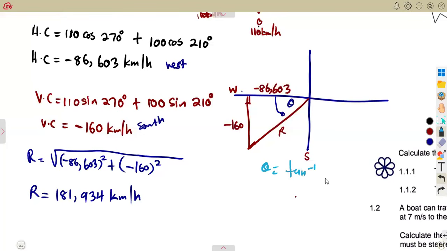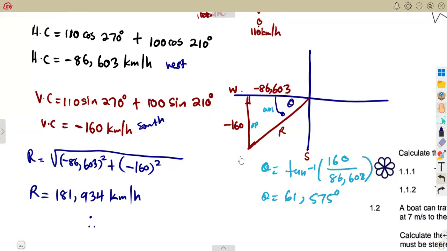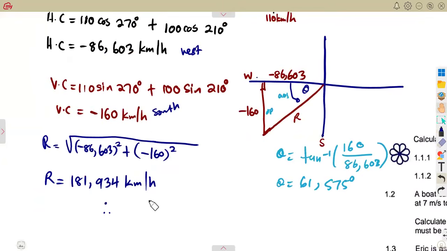All right, so if you're to consider the direction, your direction was going to be theta being arctan. Remember, we've got opposite here and what? The adjacent. So just consider 160 over 86.603. Don't worry about those negative. What we just need is acute angle. So do not worry about working with a sign that's negative, this and that. All right, so that was going to be 61.575. So you've got 61.575 degrees, meaning to say our relative velocity, which is velocity of B with respect to A there.